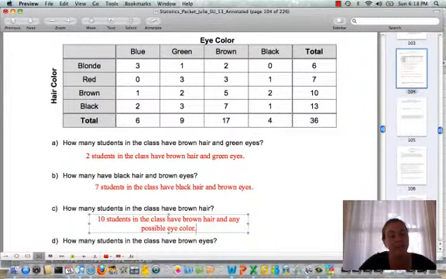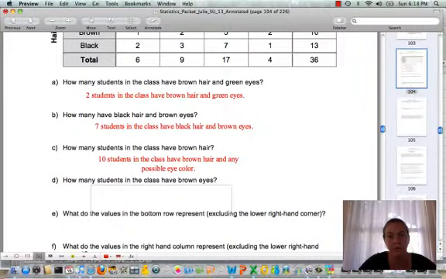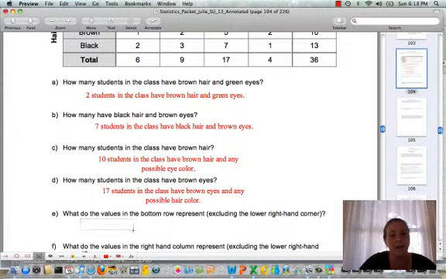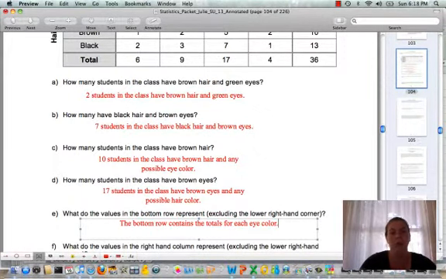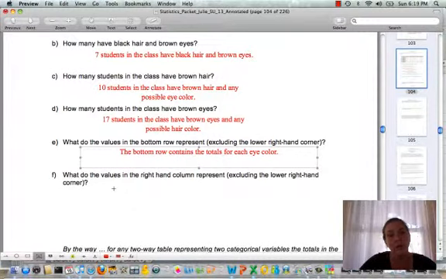Question D asks, how many students in the class have brown eyes? So if we look at brown eyes and come down to the total, that's 17 students. And that's regardless of hair color. Question E asks us, what do the values in the bottom row represent? So the bottom row are the totals for each eye color. Question F asks, what do the values in the right-hand column represent? And the right-hand column contains the totals for each hair color.